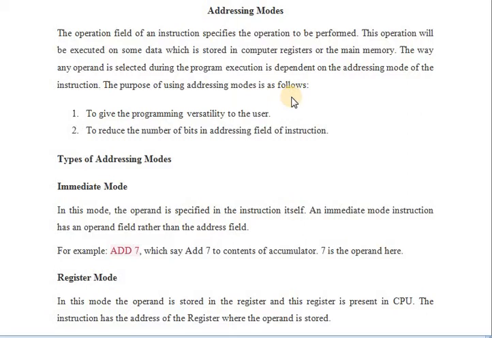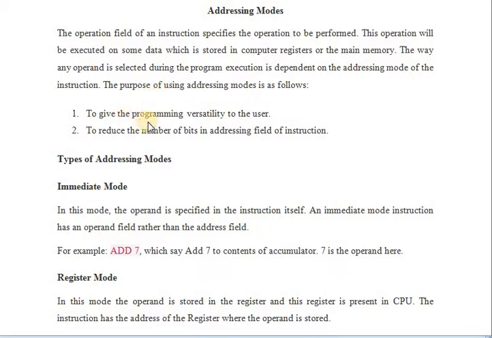First you should be clear about the operation field. The operation field of the instruction specifies what operation to be performed, either addition, subtraction, increment, decrement, complement, and so on. The operation is executed on some data which is stored in the register or the main memory. The way the operand is selected during program execution depends upon the addressing mode. So first, what is the purpose of addressing mode?